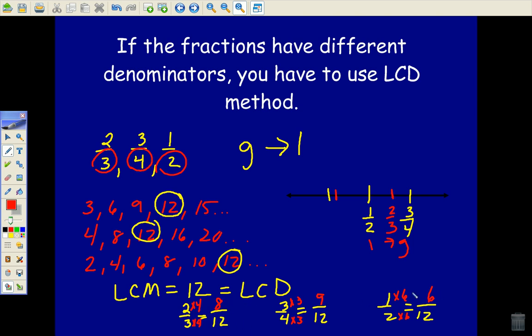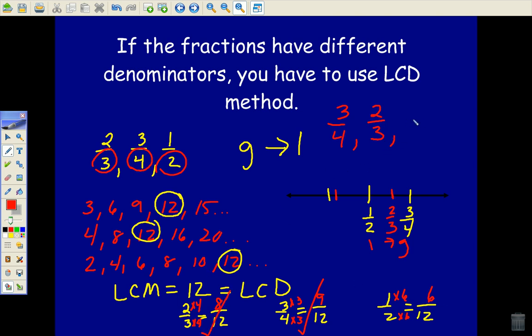Which one is greater, 9/12 or 6/12? Well, the 9 is, so that's why 3/4 is the greatest. We even saw it on our number line. So we've got this one taken care of. Which one's greater, 8/12 or 6/12? Well, the 8 is, which is really the 2/3 we were talking about, because these are just equivalent. So we got that one.